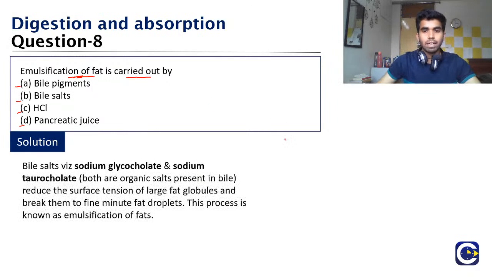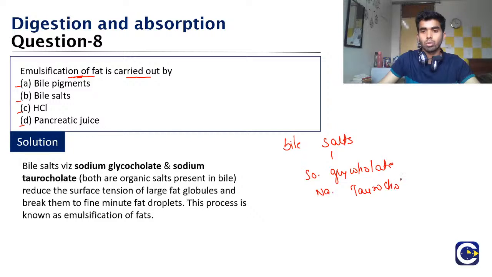So bile salts. What are the bile salts? Bile salts are sodium glycocholate and sodium taurocholate. So they have charge on them. Initially, fat is aggregated. It is fat molecules.